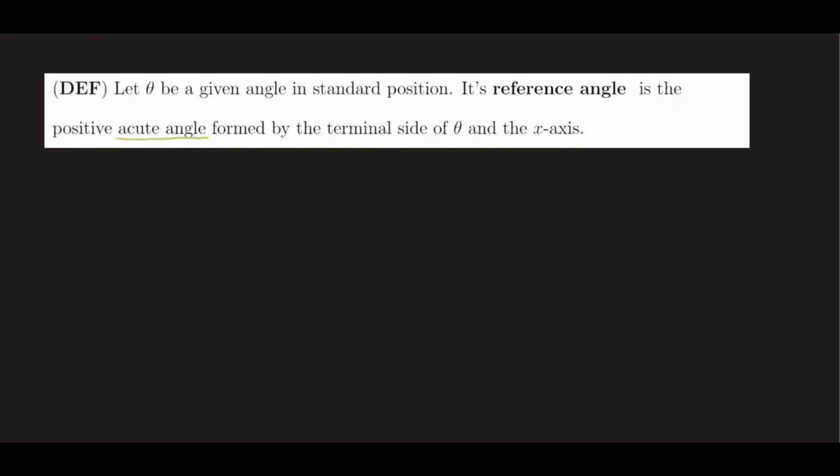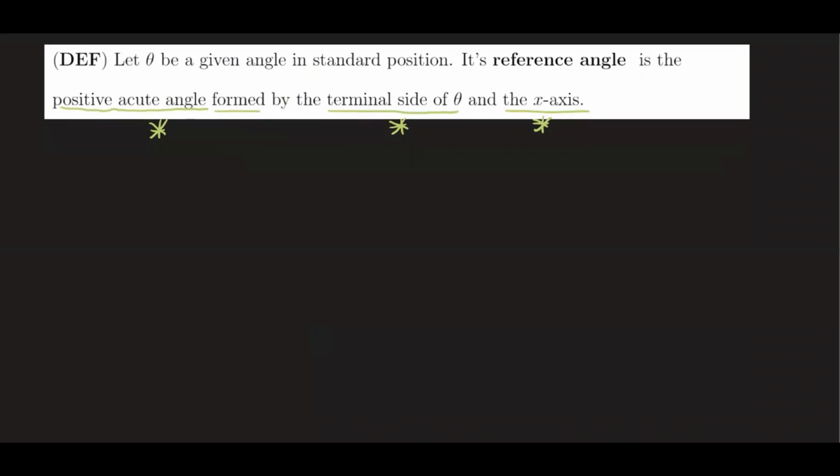Positive acute angle formed by the terminal side of theta and the x-axis. So super important definition. So you have to keep these three things in mind when you're drawing a reference angle. So there is a specific rule if your angle terminates on the first quadrant, second quadrant, third, and fourth.